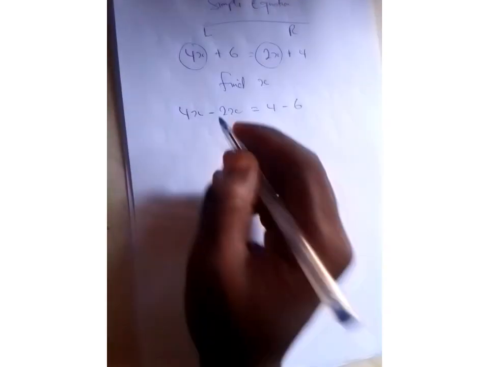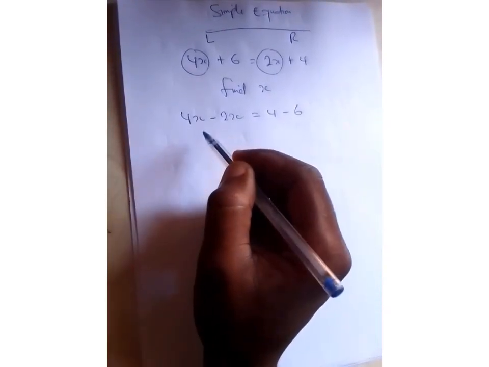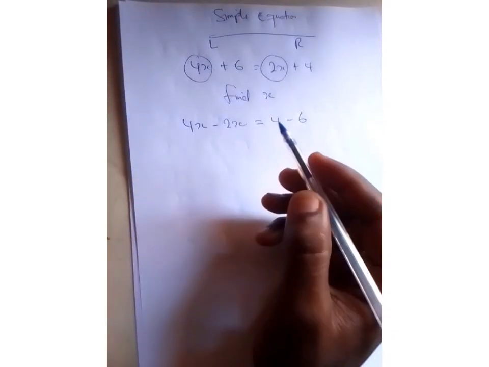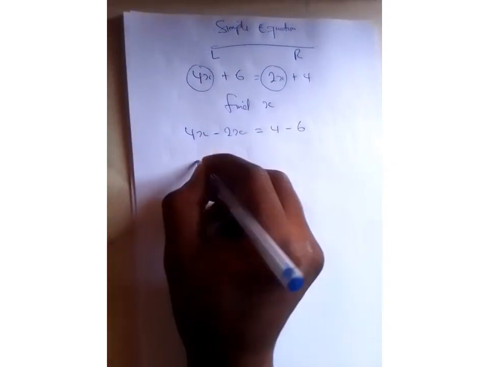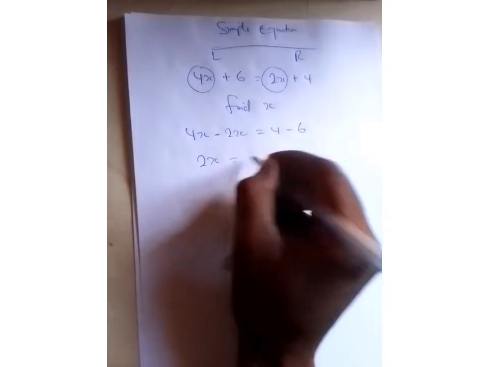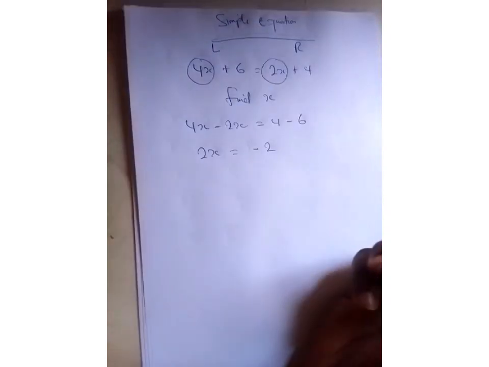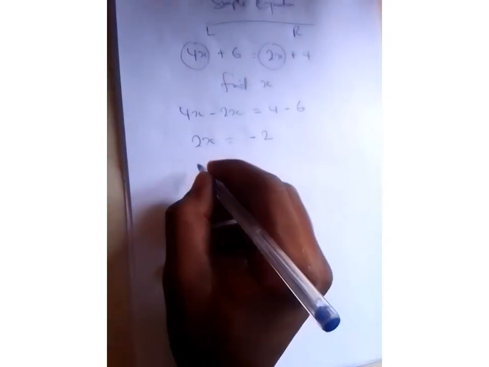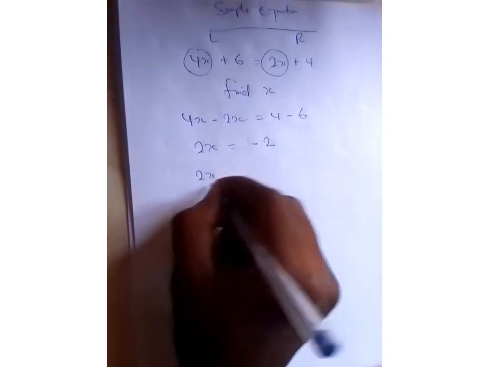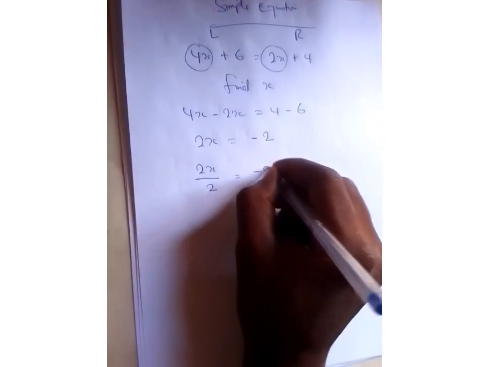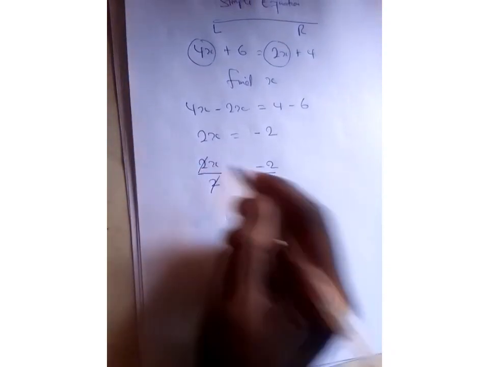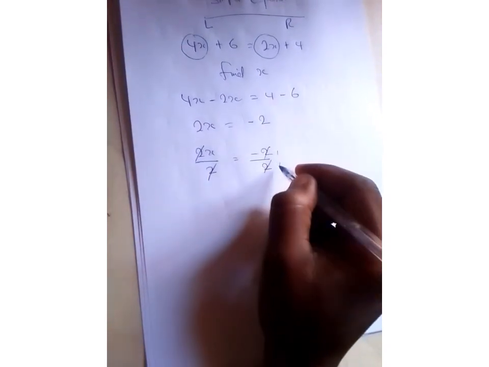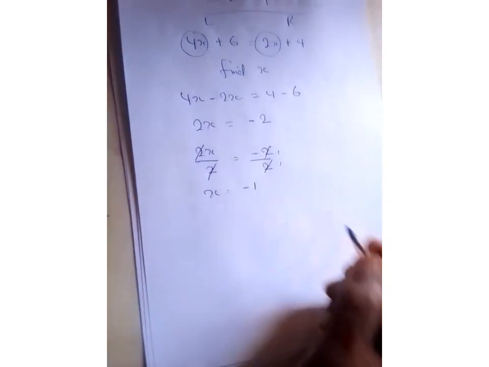Okay, so let's continue. Since we have what we are looking for on the left hand side, the next thing is to solve these simple operations on both sides. We have 4x minus 2x, which gives us 2x, and 4 minus 6 will give us minus 2. Quite simple, isn't it? Now we are looking for x, so the next thing to do is to divide both sides by 2. So we have 2x over 2 equals minus 2 over 2. Of course, the 2 goes with the 2, so we have 1 over 1 and negative 1 over 1. So we'll have x is equal to minus 1.